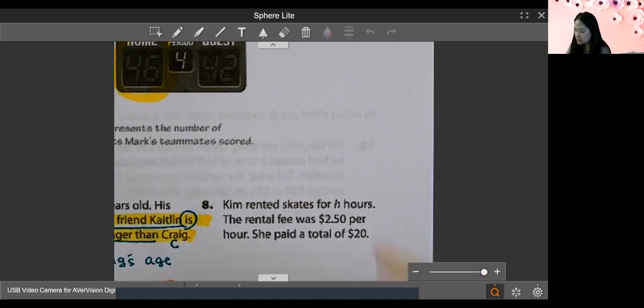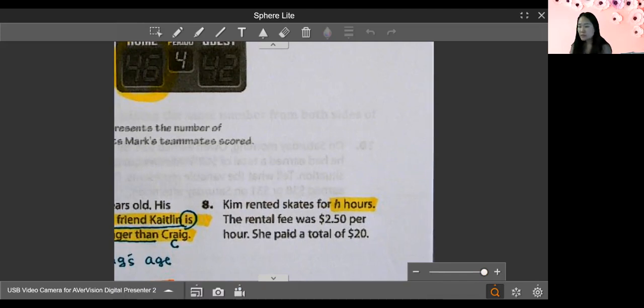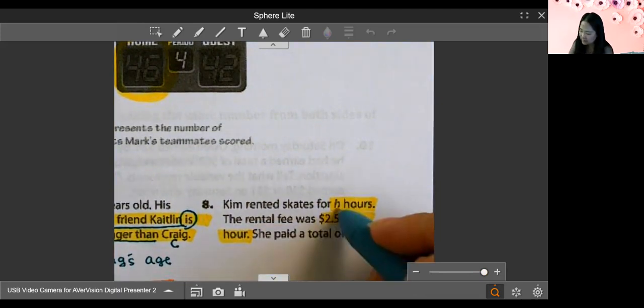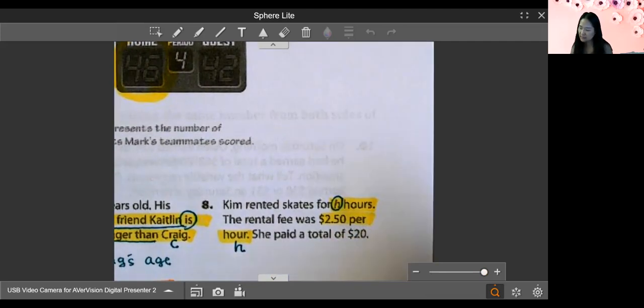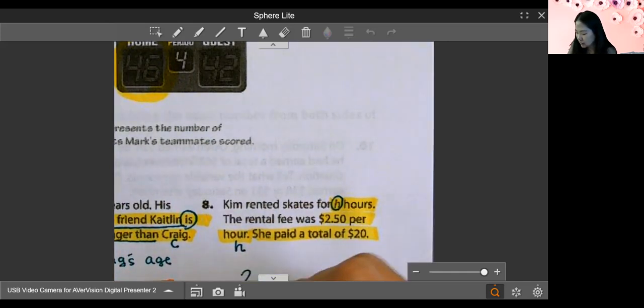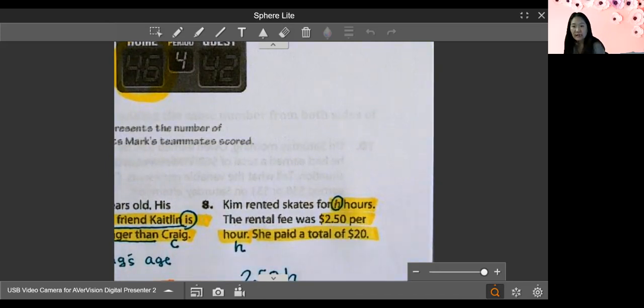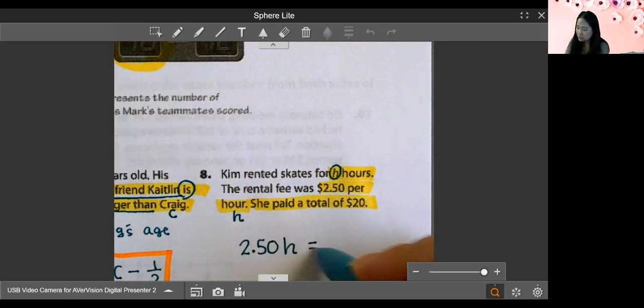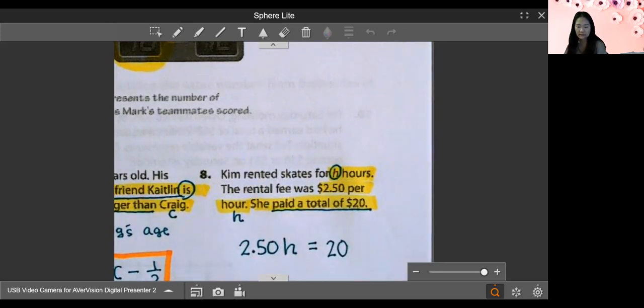So we don't know how many hours. H could be 2 hours. H could be 3 hours. The rental fee was $2.50 per hour. And that hour is represented by the letter H. She paid a total of $20. Okay, so it was $2.50 per hour. So $2.50 times the number of hours. $2.50 times the number of hours is equal to, she paid a total of $20. And that is the equation.